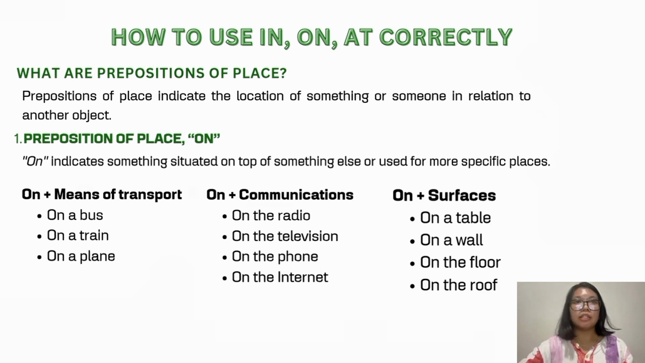How to use in, on, at correctly. What are prepositions of place? Prepositions of place indicate the location of something or someone in relation to another object. Preposition of place on. On indicates something situated on top of something else, or is used for a more specific place.